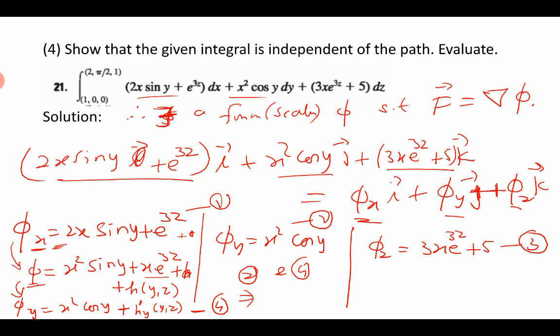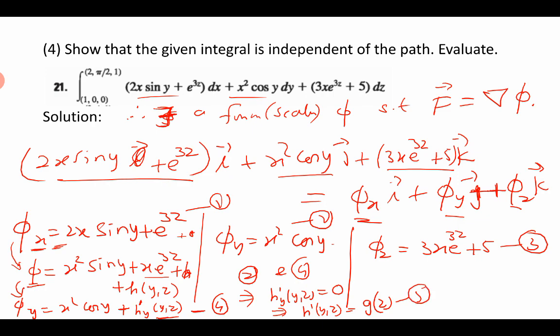H prime of y is 0. This time there is no x here, so the derivative of h with respect to y of (y, z) is 0. It means that it should be only a function of z, there is no y. So you can further write, this gives that h of (y, z) is equal to g of z.